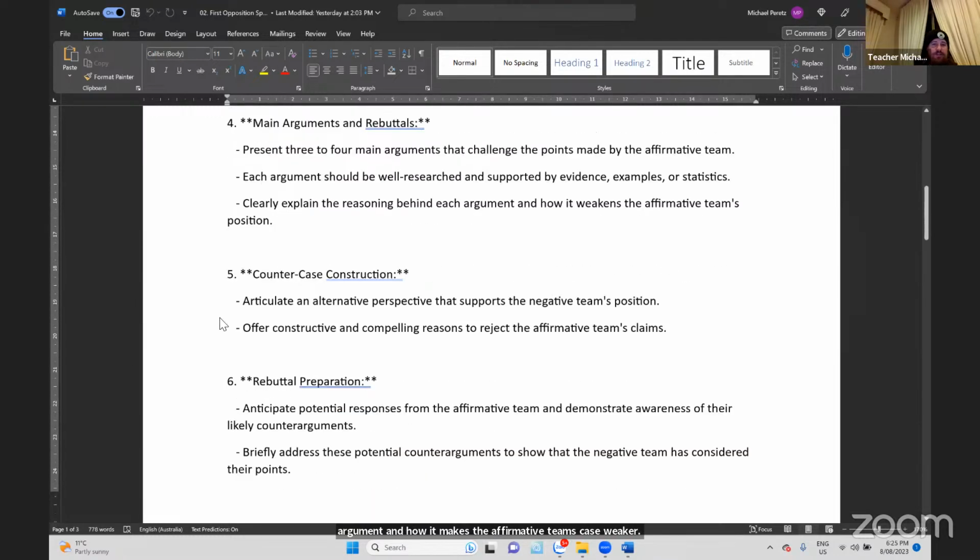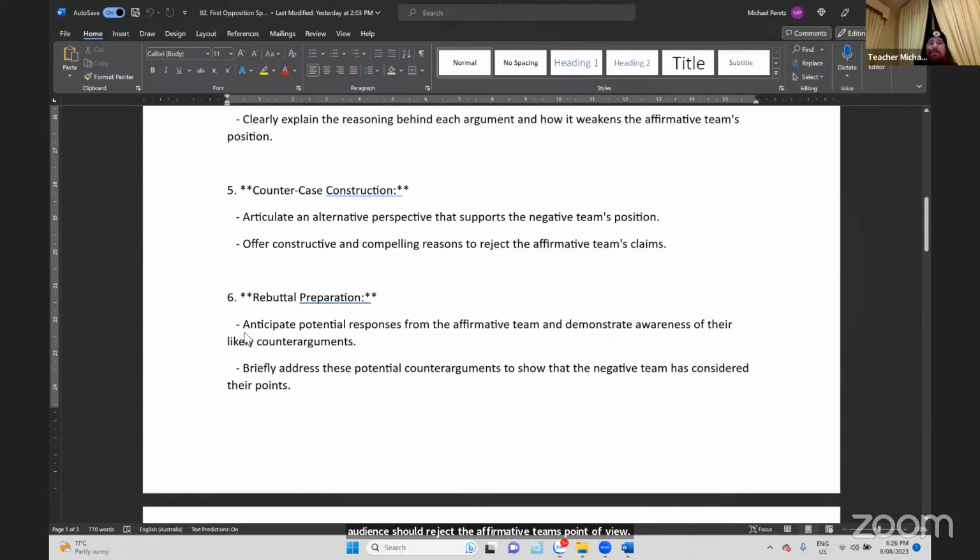Next, we're going to come up with our counter arguments. We want to give a different point of view that supports the negative team's position. And we want to come up with some interesting and well thought out reasons for why the audience should reject the affirmative team's point of view.